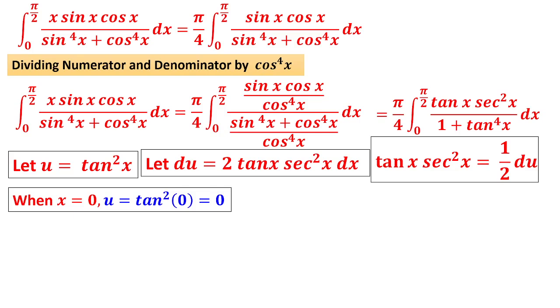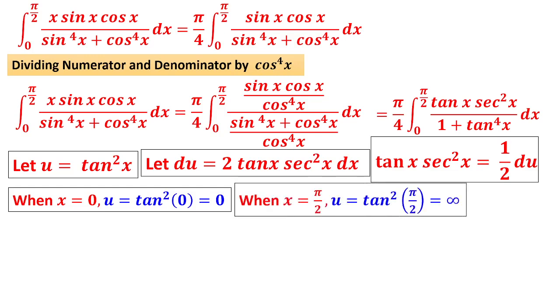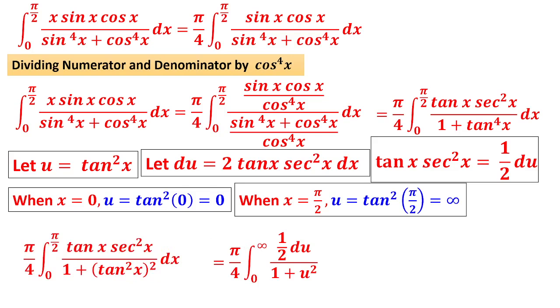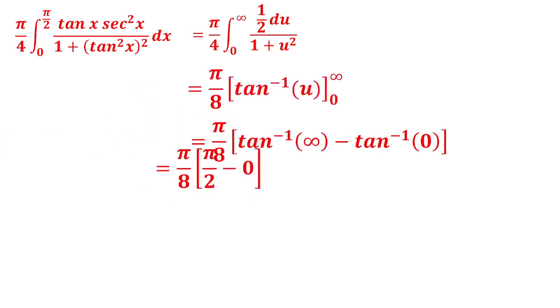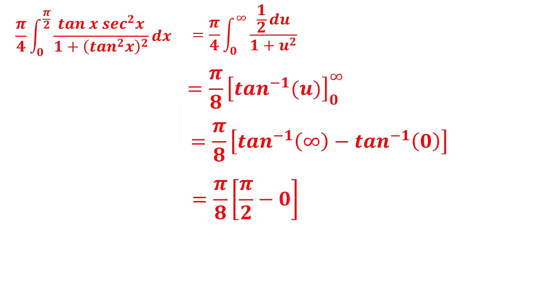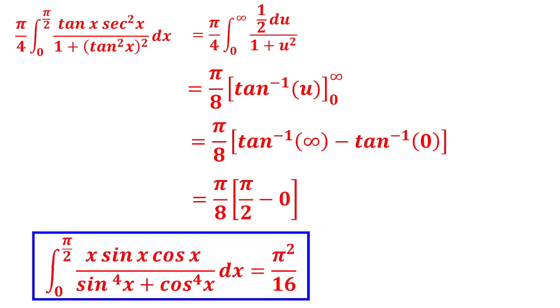It is always advisable to change the limits. When x is equal to 0, what is u? Tan square 0, which is 0. When x is pi by 2, u is tan square pi by 2, which is infinity. Therefore, it will become pi by 4, 0 to infinity, half du by 1 plus u square. What is the integral of 1 by 1 plus u square? Tan inverse u. What is tan inverse infinity? Pi by 2. Tan inverse 0 is 0. Therefore, the answer is pi square by 16.